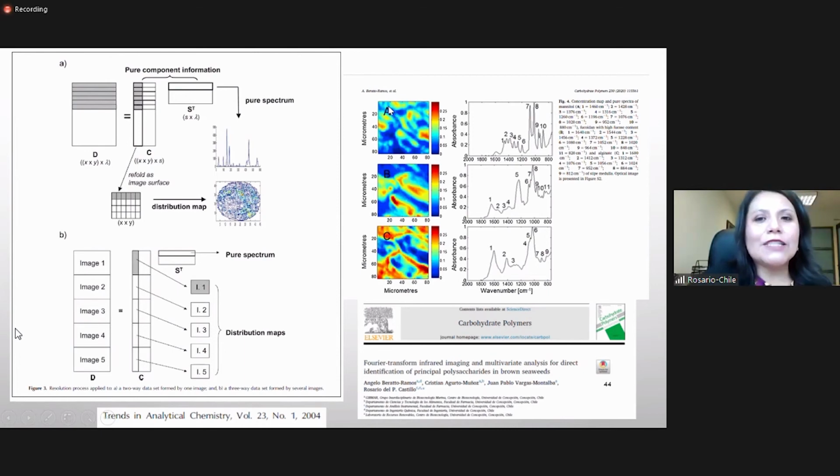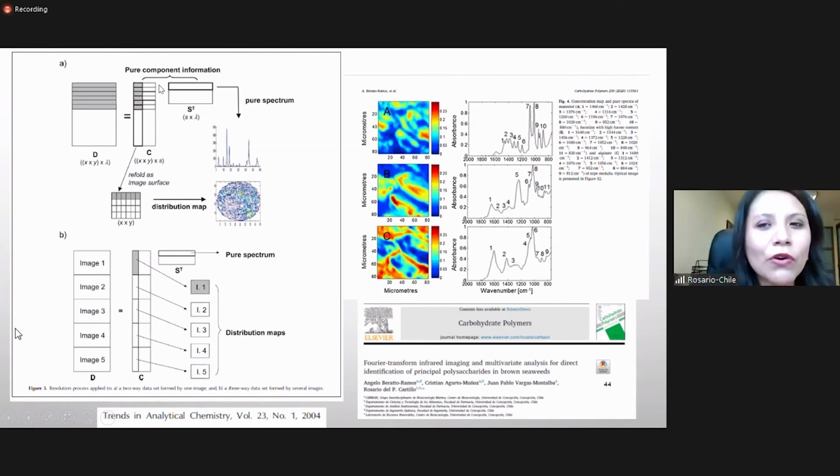So each pixel will be a row here. Pixel 1, pixel 2, pixel 3, pixel 1000, 10,000. We have images with thousands of pixels normally in an infrared image, okay? So this matrix will be submitted to the decomposition in C and S, and then I will have the relative concentration of each component. And I will arrange this column for the first component, second component, third component.